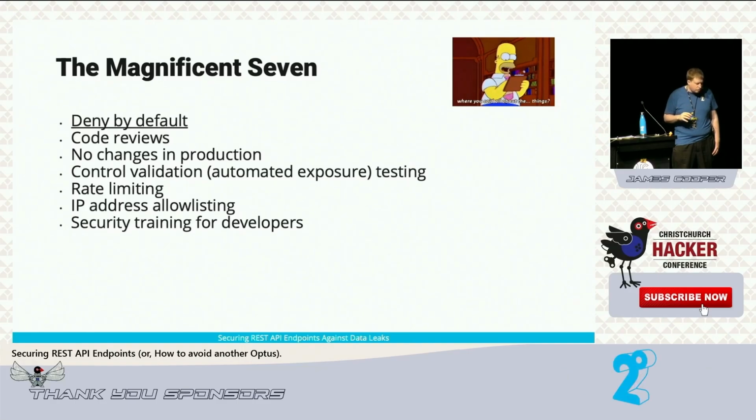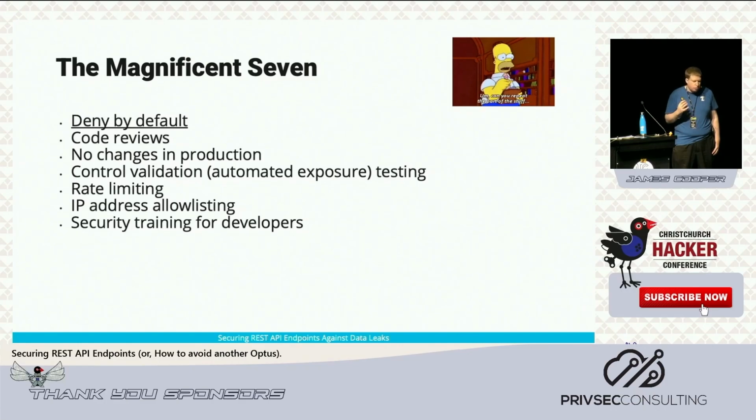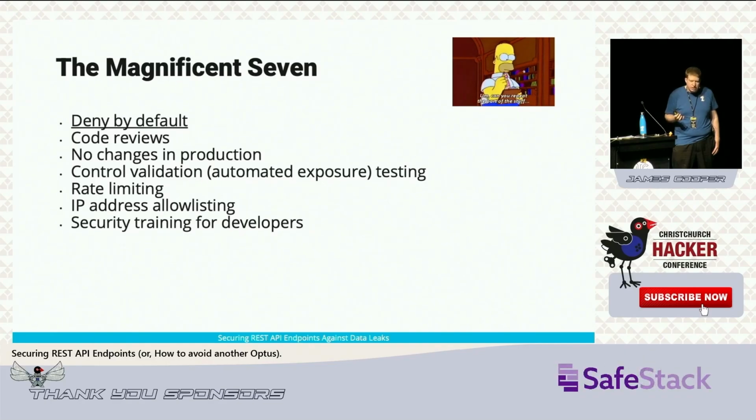IP address allow listing, or any relevant data about your clients. If you know only certain people are going to be accessing the endpoint legitimately, then only respond to those people and ignore everyone else. It can't always be done, but if you can, it's pretty hard to get any information out of an endpoint if people can't access it.